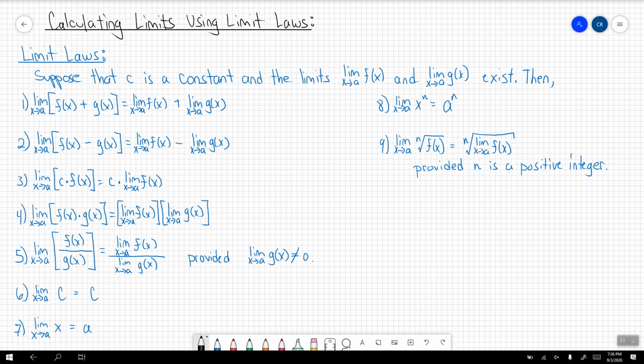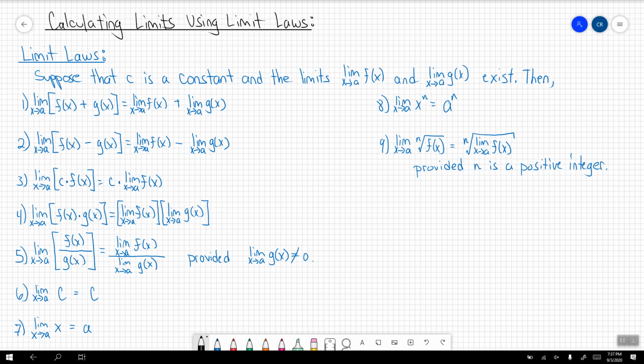Then number 5 says that if we divide the two functions, f of x divided by g of x, and then analyze that limit, well, the same works if we evaluate the limit of the numerator, which would be the limit of f of x as x approaches a, and divide that by the limit of g of x as x approaches a. And of course this works provided that the limit evaluated for g of x, the denominator, is not 0.